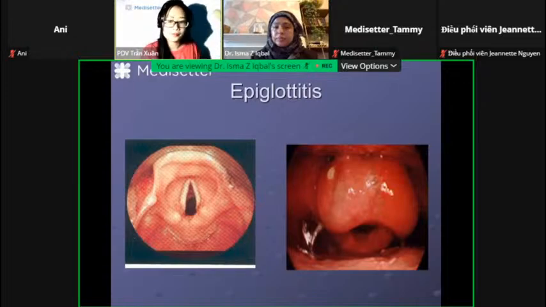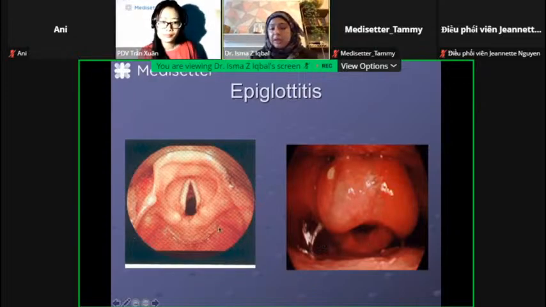And you can see that compared to the normal airway, this airway is very narrow.